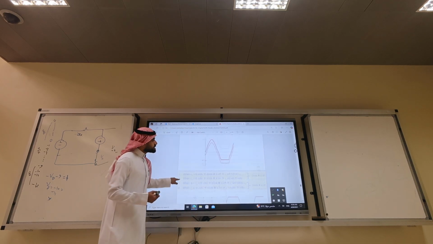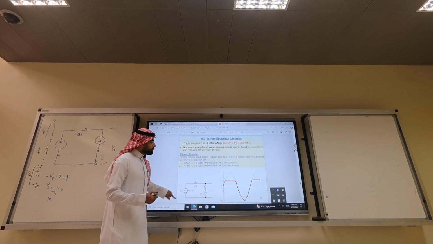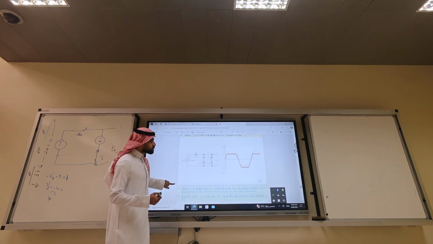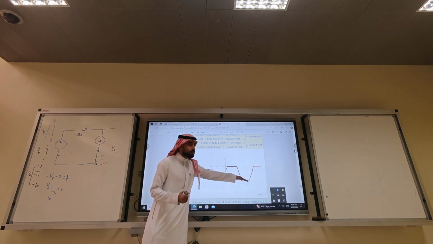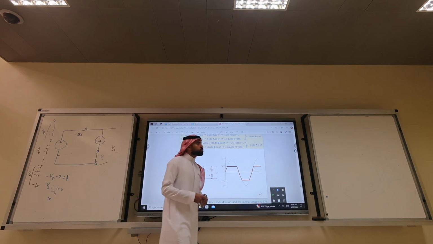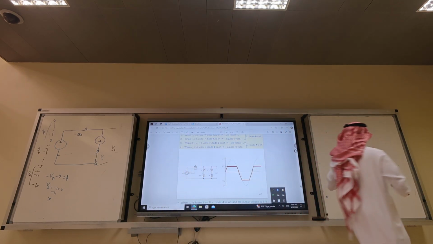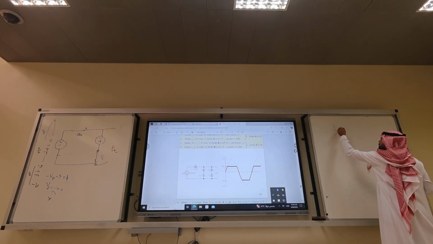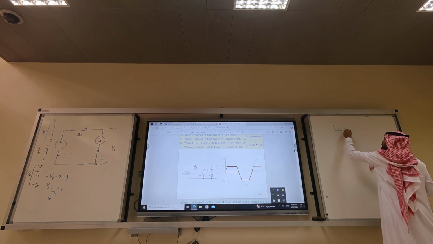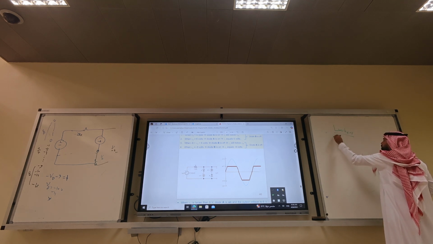If you understand this example and this example, you combine both curves together, you're clipping, limiting. So this is what we call in electrical engineering limiters or clippers.